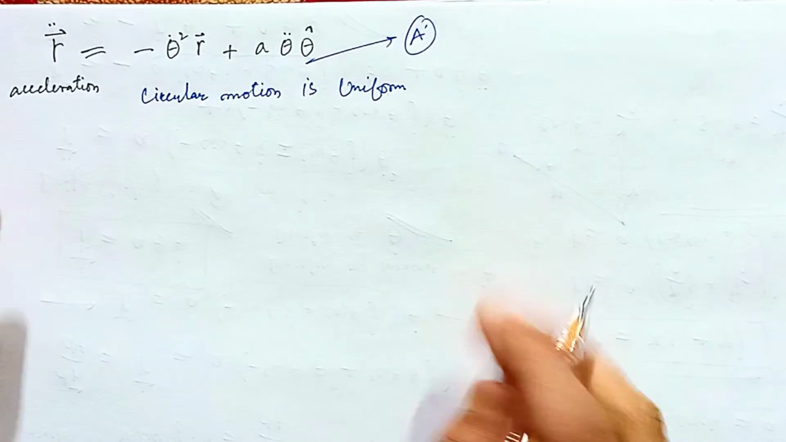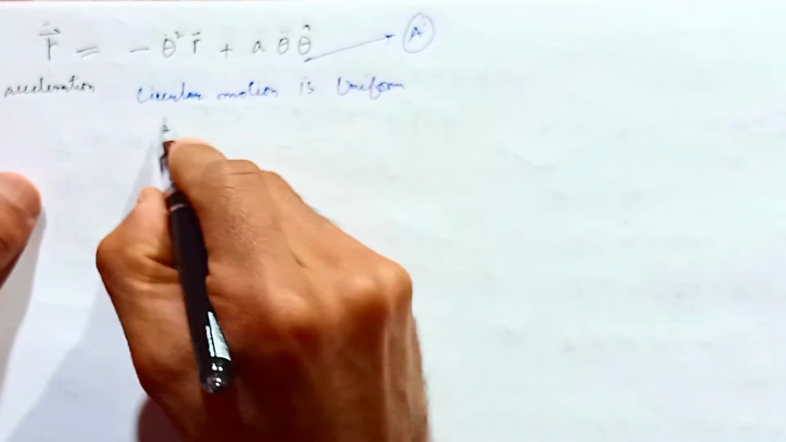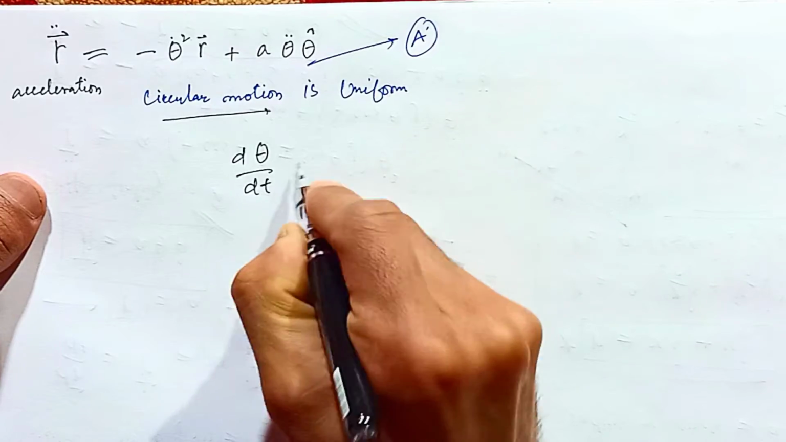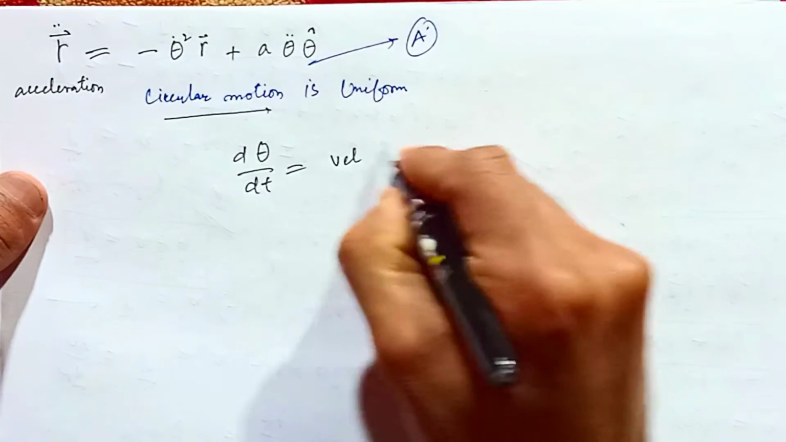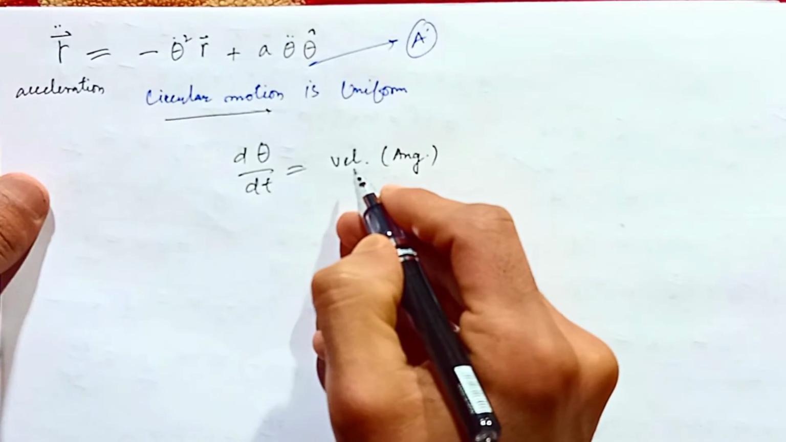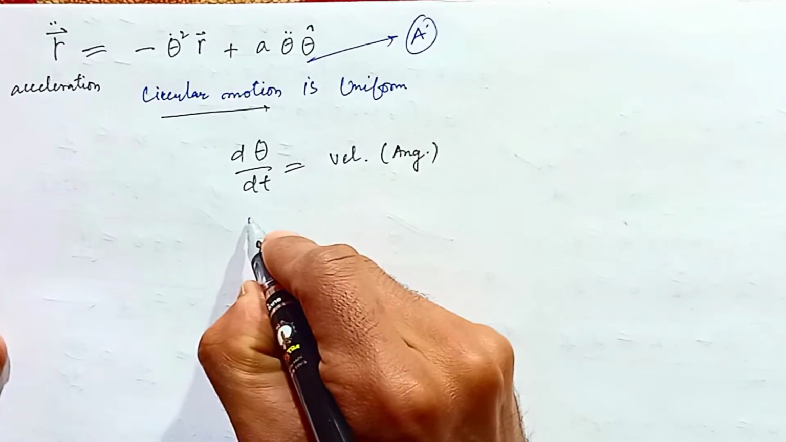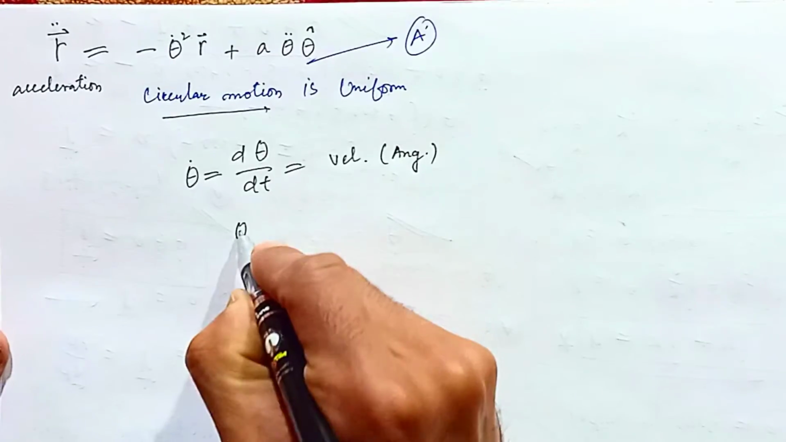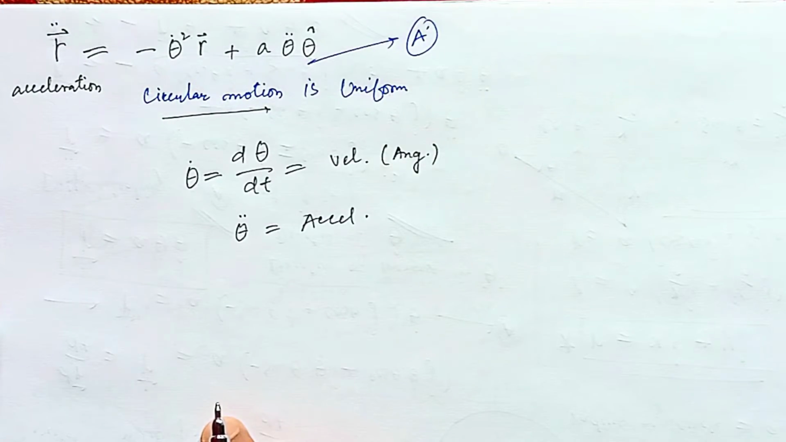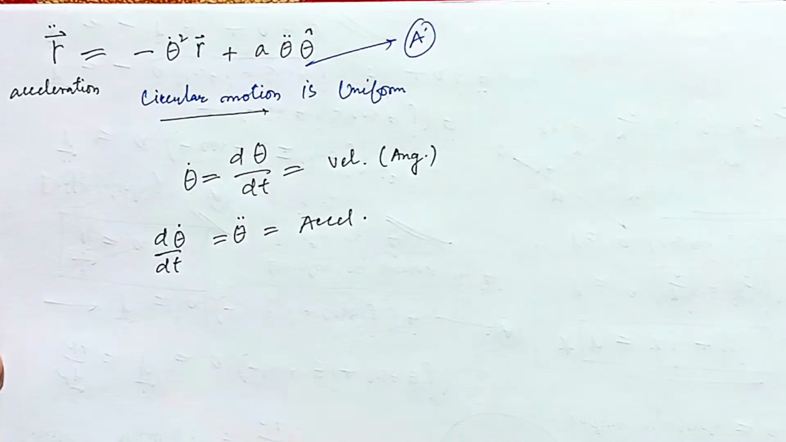So what will we get? For circular motion, the change in theta with respect to time gives the velocity, that is the angular velocity. And double differentiation of this very thing gives the acceleration. So the theta dot is the angular velocity, and the double differentiation, written as d by dt of theta dot, will give the acceleration.